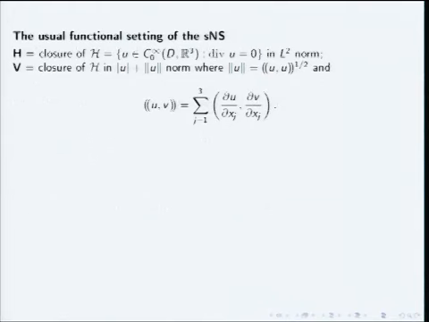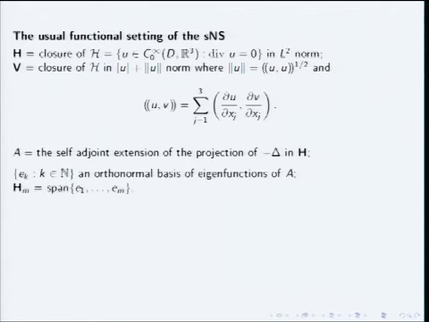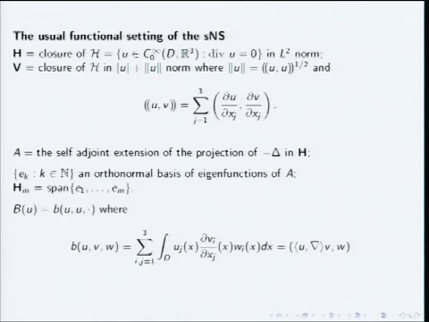So just briefly, a recap on the conventional setting of the Navier-Stokes equations. You have the various spaces H and V, and the operator A, and so on. And you have these finite dimensional spaces which play an important part in solving the Navier-Stokes equations. And then we have the operator that causes the problems.